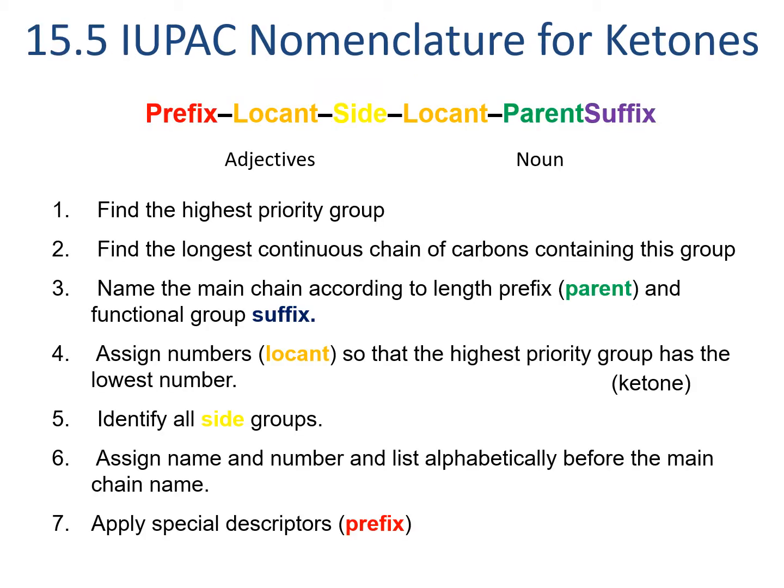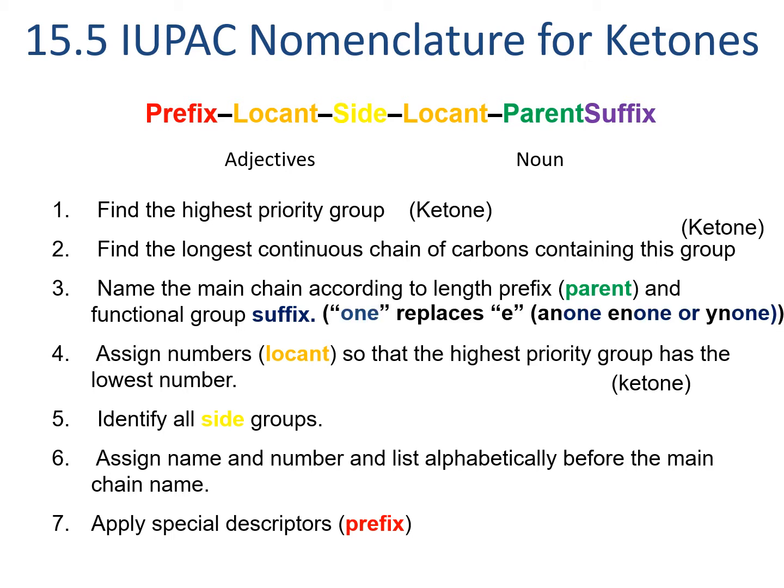For naming ketones, we continue our very normal pattern of finding the chain that contains our functional group, which is a ketone, then naming it based on the length and the functional group. With ketones, the suffix is -one, like in ketone, but we only replace the E at the end of an alkane. So propane becomes propanone and not propone. This is important because it means that ketones and alkenes or alkynes can be named as part of the same main chain. We'll see some examples of that later.